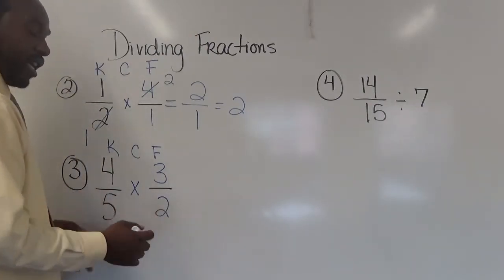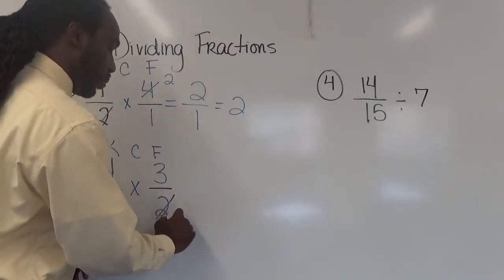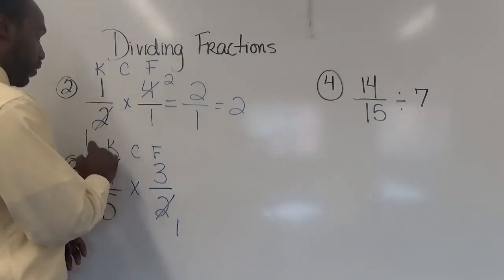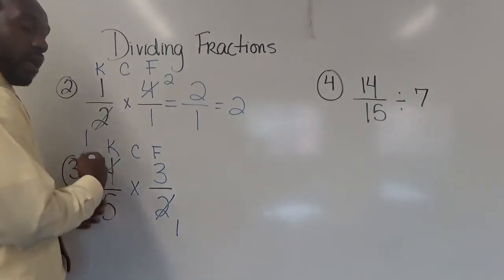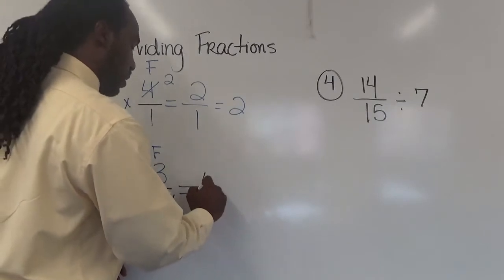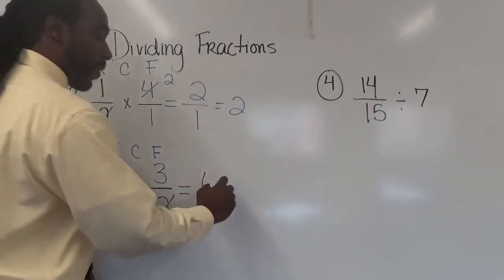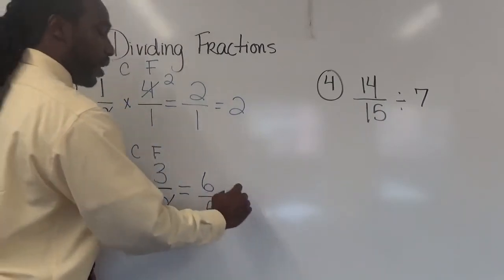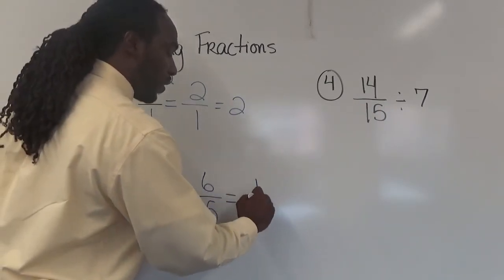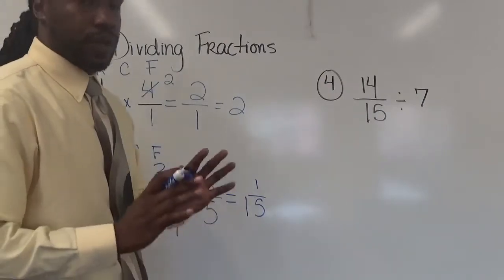Can I do any cross canceling for those of you who like to do it that way? Yes, I can. 2 goes into 2 once. 2 goes into 4 twice. Now I multiply straight across. 2 times 3 is 6. 5 times 1 is 5. I have an improper fraction that I can simplify into 1 1/5. Okay? Very simple, straightforward method.